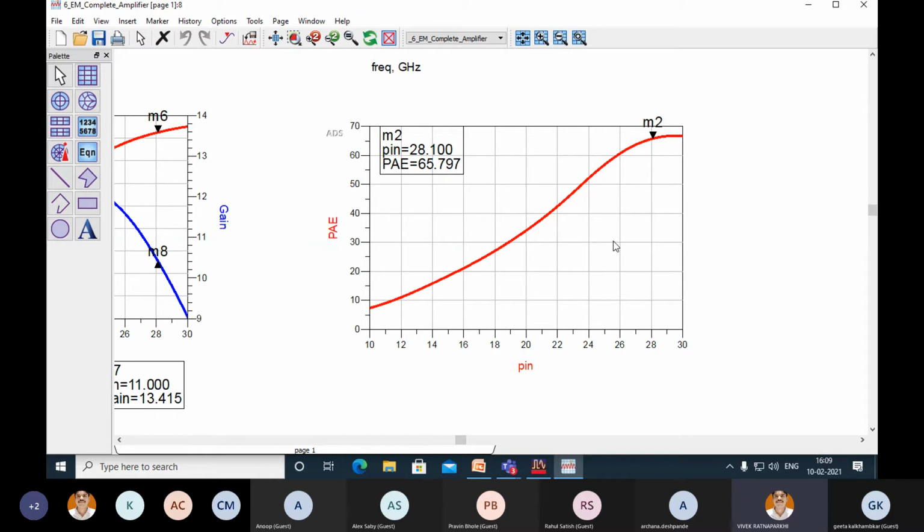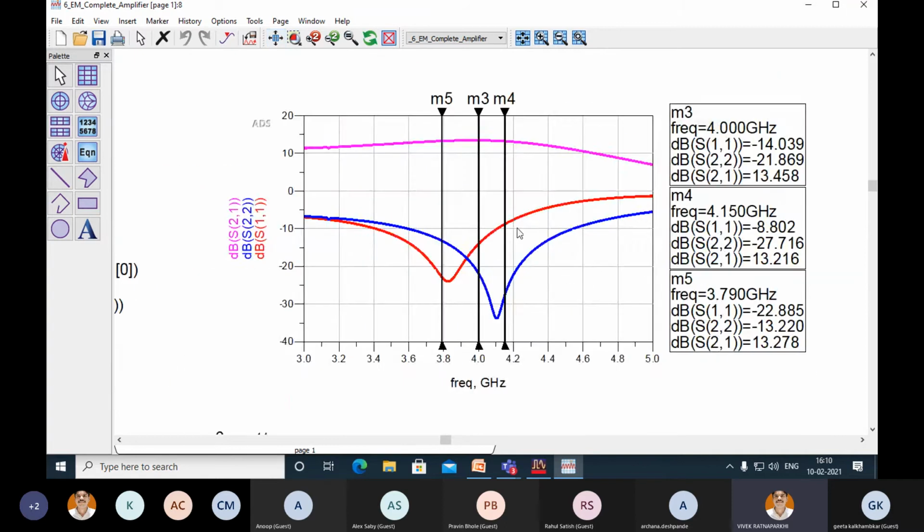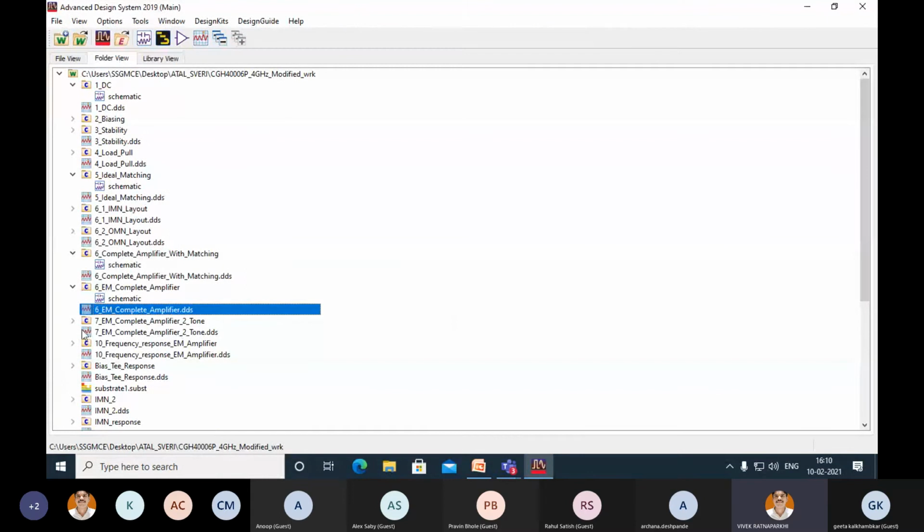Drain efficiency will be more than that, but again this is at this particular input power and center frequency of 4 gigahertz. What is its variation over the frequency? That we have to see. And these are the small signal results for this particular power amplifier. Now see its amplifier response over the frequency.